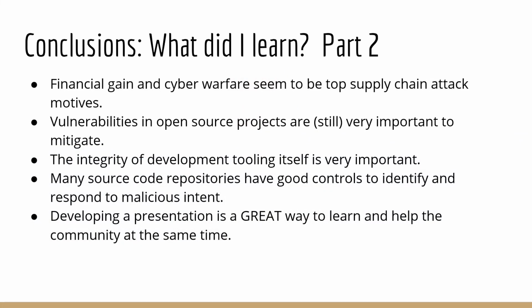Financial gain, as I mentioned, is a primary motive and seems to be the top software supply chain attack motive. Vulnerabilities, as Sid mentioned, I didn't want to talk about, because there are a lot of different talks about vulnerabilities within the open source supply chain, but they're still very important because they can be maliciously injected, and they can be purposely not corrected as well. The integrity of coding and the development tooling itself is very, very important. Those supply chains, those developer tools, are being attacked and then exploited within our software development processes.